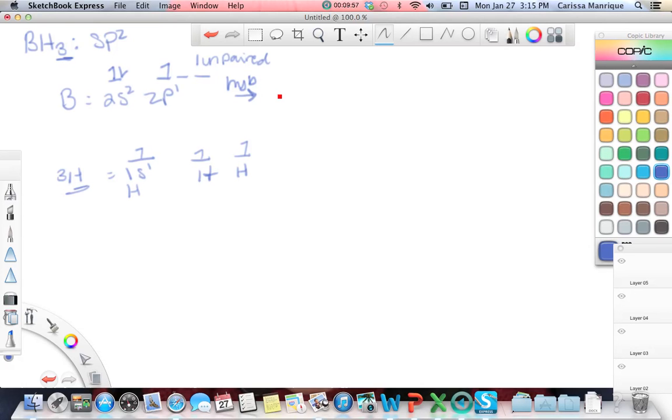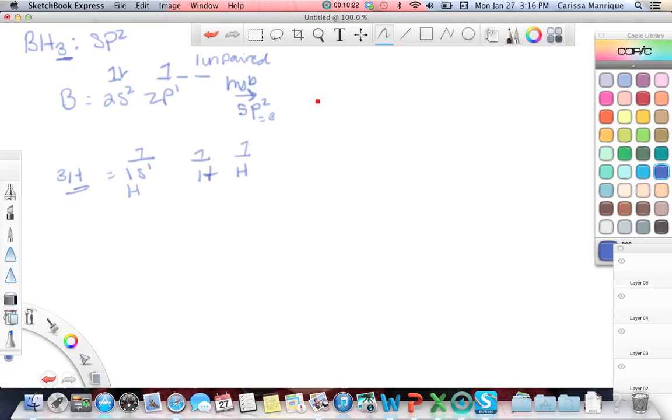Okay, now how many do I need? I need 3, right? So you always start with the lowest first. The lowest is always the S. So S. Now how many P's do I need? I only need 3 total. So I have an S orbital. I need 3, so I need sp2, right? I have 2 P's, 1 S, that means 3.